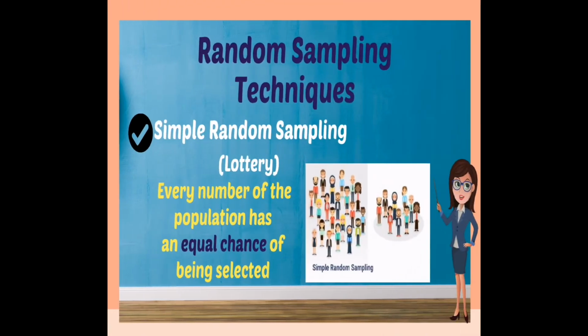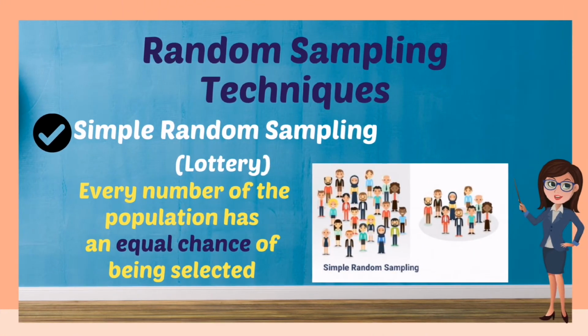Let us start with the most common random sampling technique. This is the simple random sampling or the lottery method, wherein every number of the population has an equal chance of being selected. Say for example, when the members of the population have their names represented in small pieces of paper, they are going to mix together and picked out at random. The selected members will be included in the sample. That is why it's called the lottery sampling.